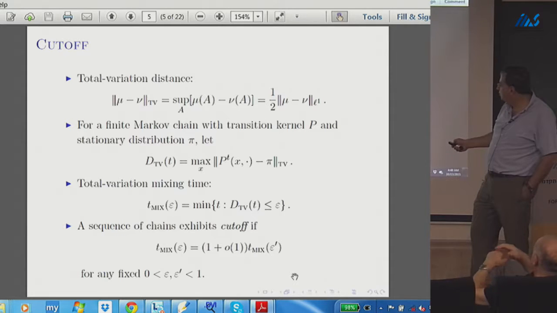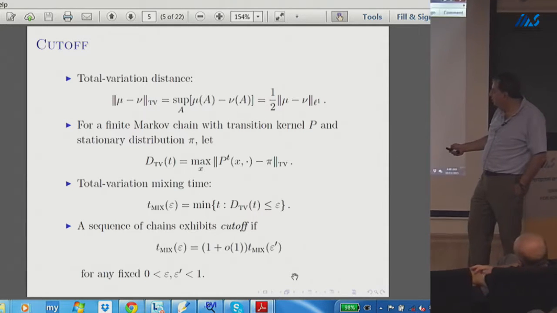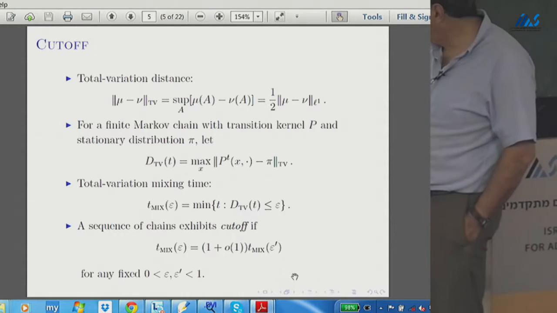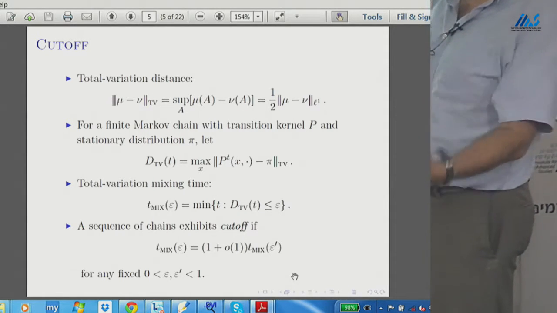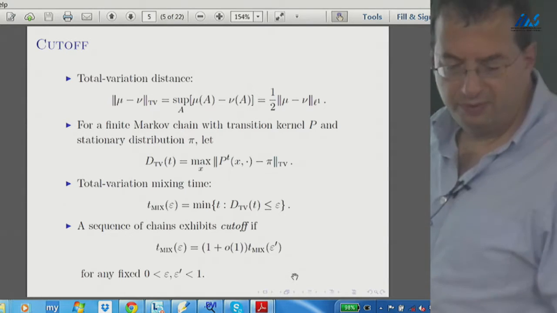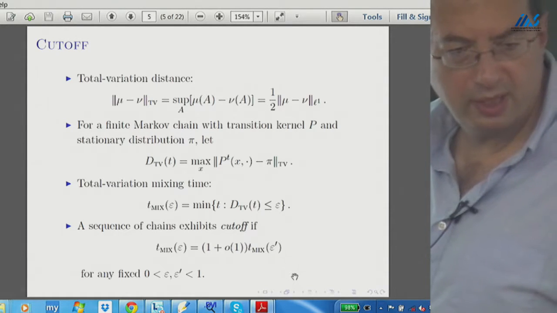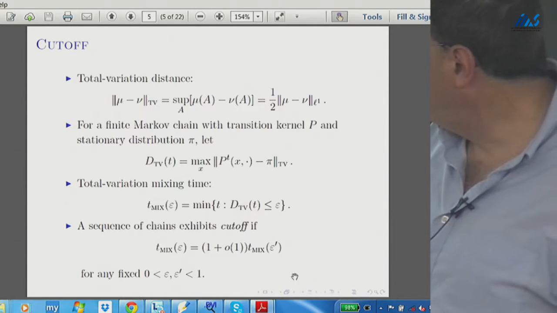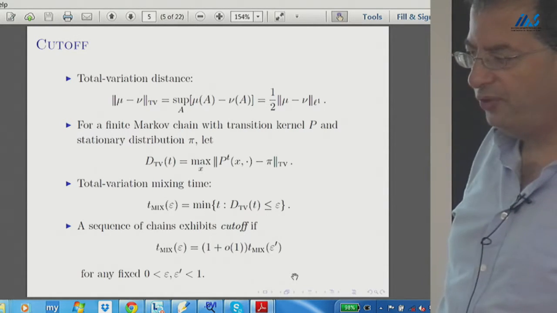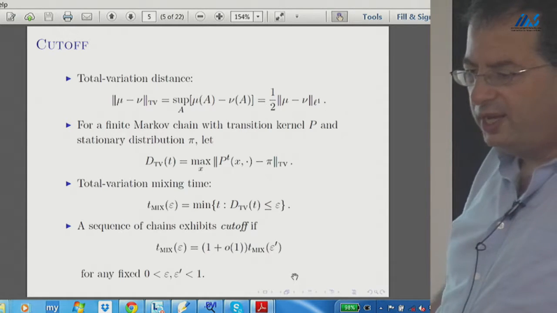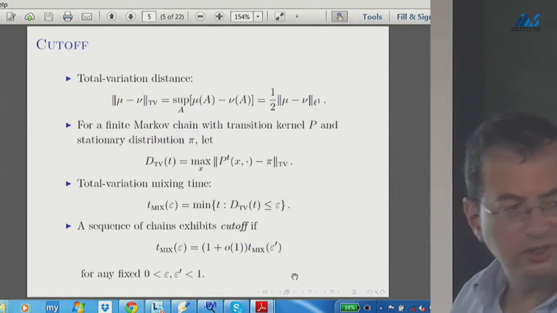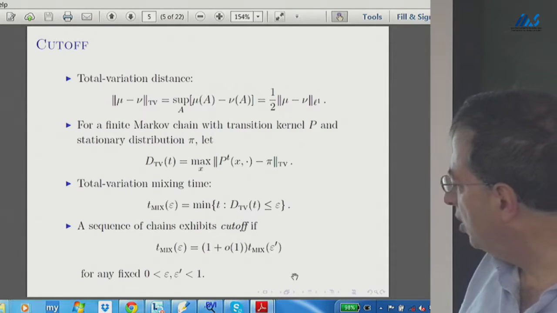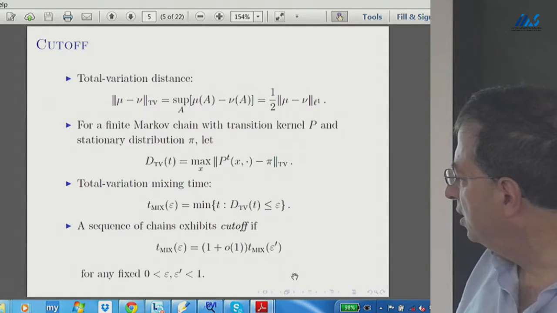We measure distance to stationarity at time t by maximizing over the starting state x. Here P^t(x, ·) represents the probability measure of the distribution of the walk after t steps. So we look at this measure, compare it to pi, the stationary distribution, and measure the distance, maximized over the starting vertex. If we are working on a Cayley graph or a transitive graph, the starting vertex doesn't matter, so you can ignore this max. In general, this is how we measure distance.